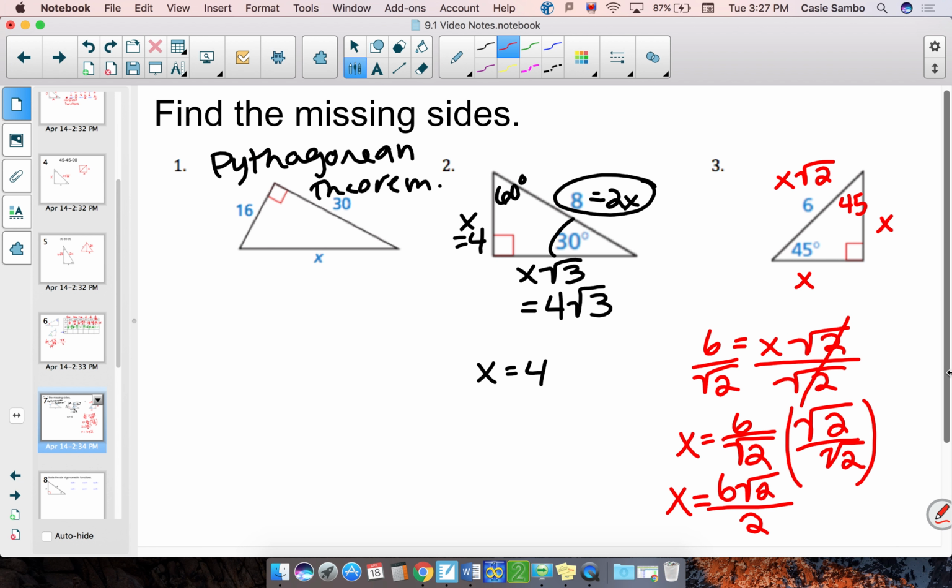So that tells me that if this hypotenuse is 6, then our legs have to be 3 square root of 2 on each leg. All right, moving on.